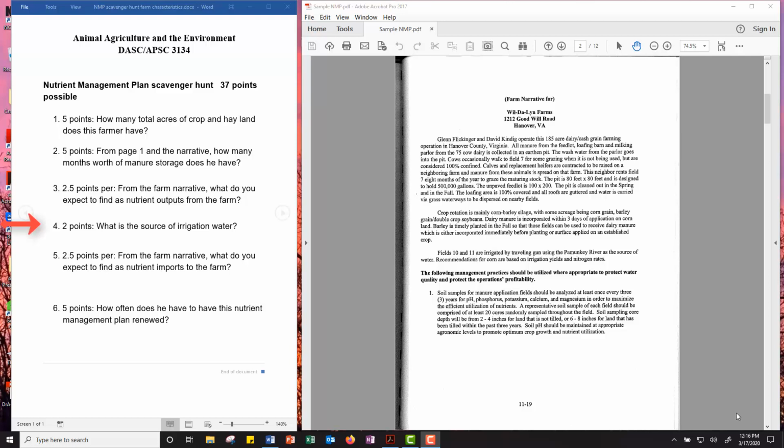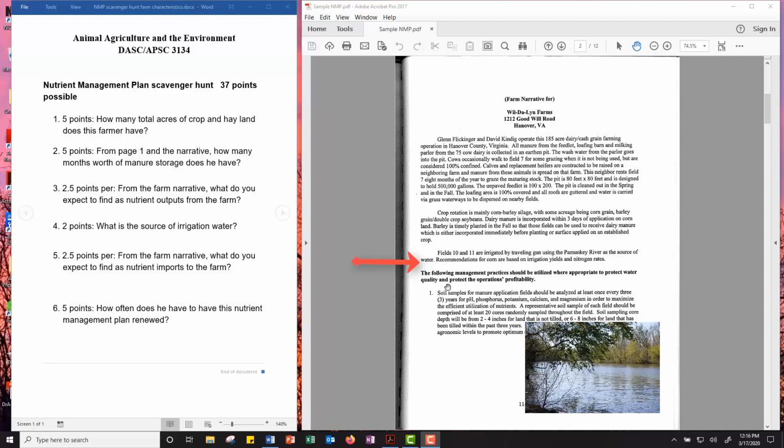So let's go back to this narrative and read it. Nothing about irrigation water there. It says something about water. He uses grass waterways, but that's not irrigation water. What's the source? Oh, look! Fields 10 and 11 are irrigated by traveling gun using the Pamunkey River as the source of water. So the Pamunkey River would be the answer to number 4.